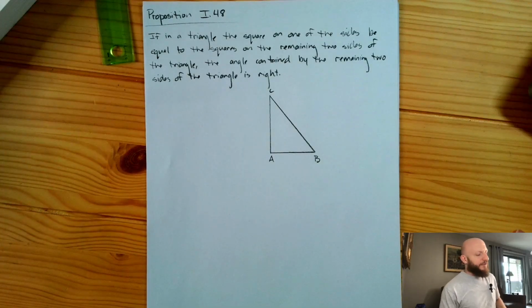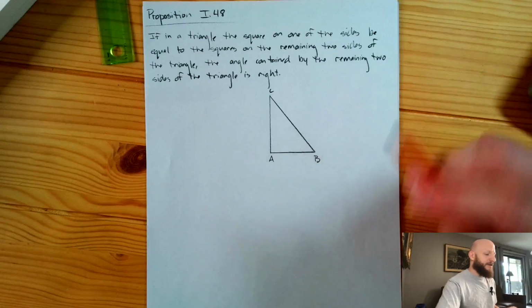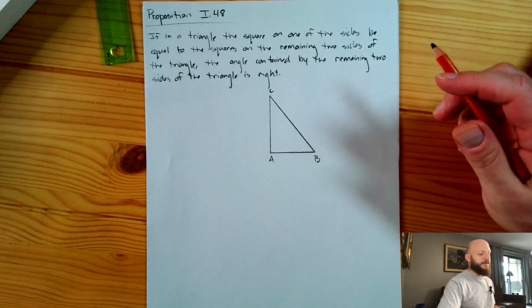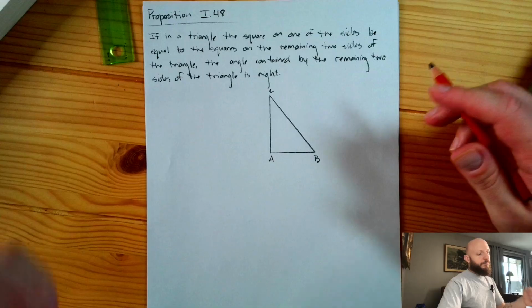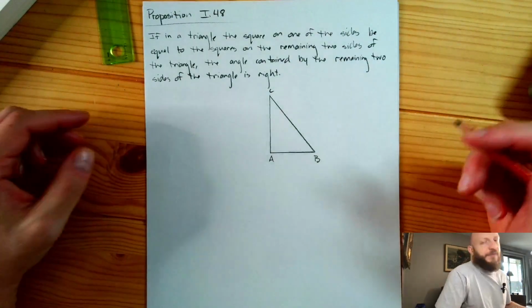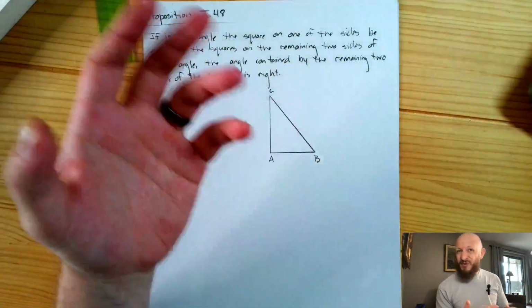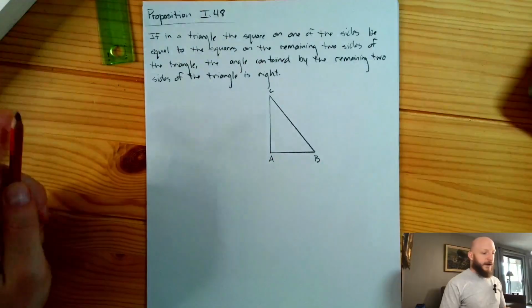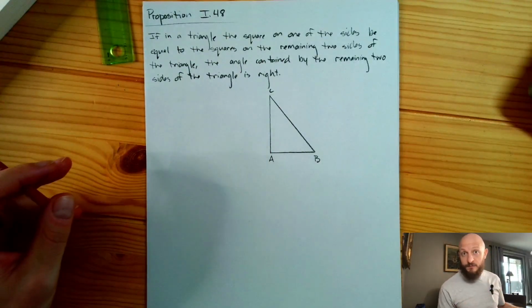All right, Prop 48 says, if in a triangle the square on one of the sides be equal to the squares on the remaining two sides of the triangle, the angle contained by the remaining two sides of the triangle is right. So this is sort of like the reverse direction of Prop 47. The Pythagorean theorem, which is Prop 47, is an if and only if statement: a triangle is right if and only if a squared plus b squared equals c squared.